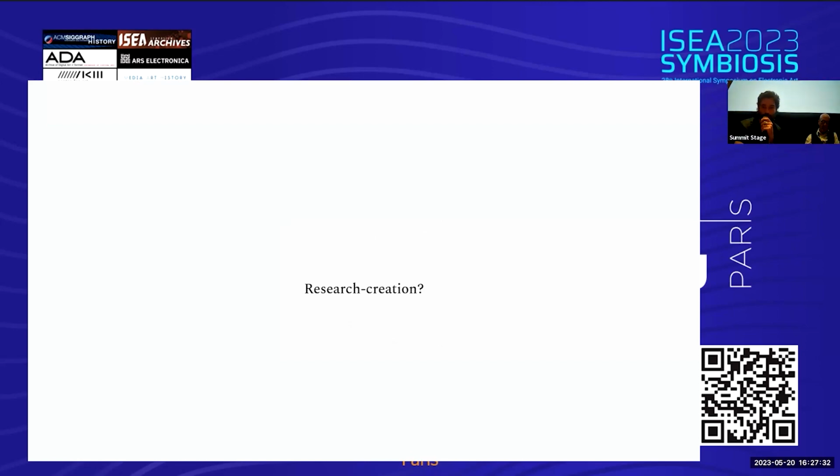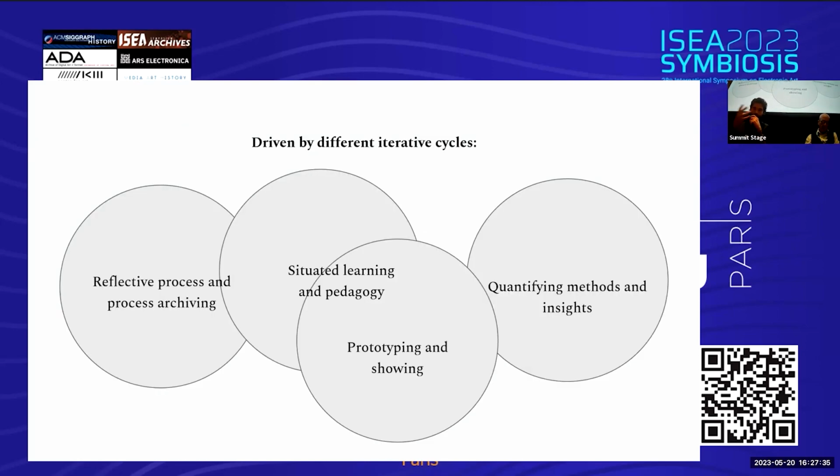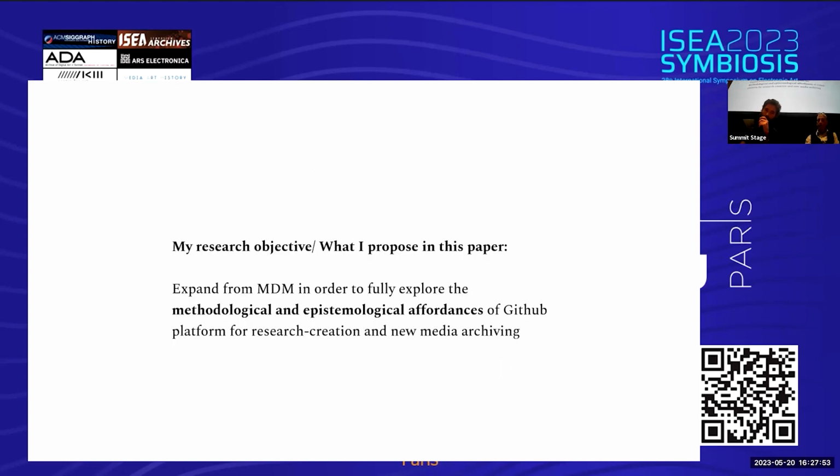And here I would like to talk about research creation. What is interesting in the context of research creation is that it's driven by different iterative cycles, reflective process, and process archiving. So archiving is very much at the center of research creation. Then situated learning and pedagogy, prototyping and showing, and quantifying methods and insights. In the context of my paper, what I propose is to expand from the MDM research framework in order to fully explore the methodological and epistemological affordances of this platform, Git and GitHub, as a research creation and new media archiving tool.